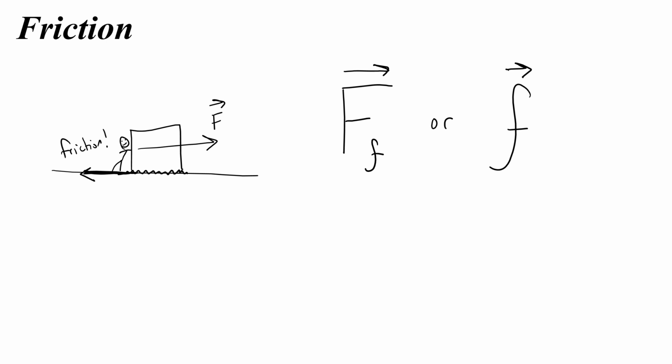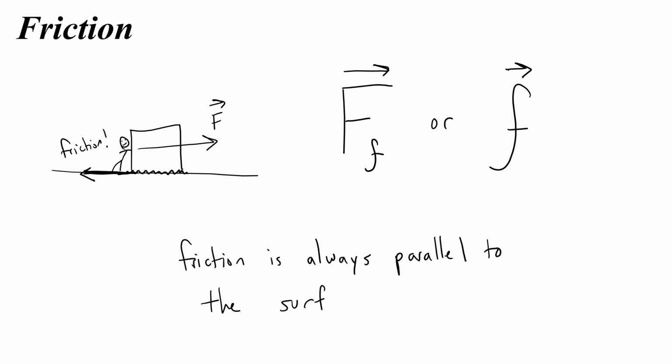And really the only thing that you need to know right now about friction is that friction is always parallel to the surface. So it actually is a lot like the normal force, except the normal force goes up and is perpendicular. That's why we use the word normal. It means perpendicular. But friction is along the surface. It's parallel to the surface. Okay, let's use it in some problems.